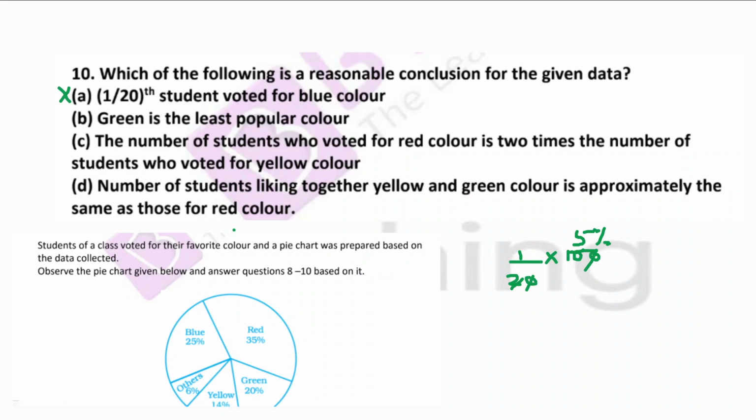Green is the least popular color. If you see, less than green, yellow is least popular. Even yellow is less popular than green. Okay, so this is also not correct.